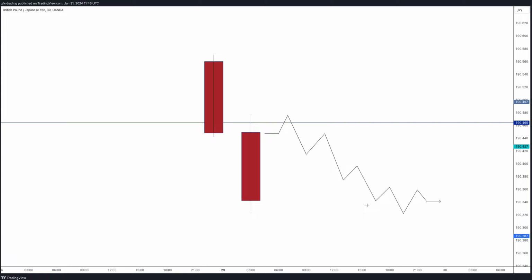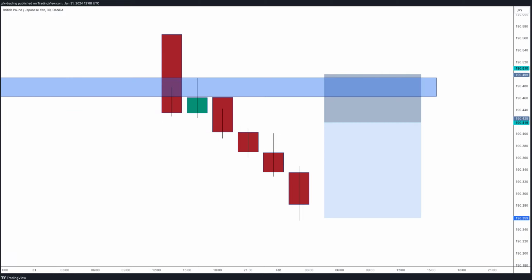Lower time frames, 5 minute and 15 minute, are more choppy. The 30-minute, 1 hour, and 4 hour time frames tend to be a lot smoother and a lot easier to predict. So we pay attention to this. Okay, we're looking at this area here.